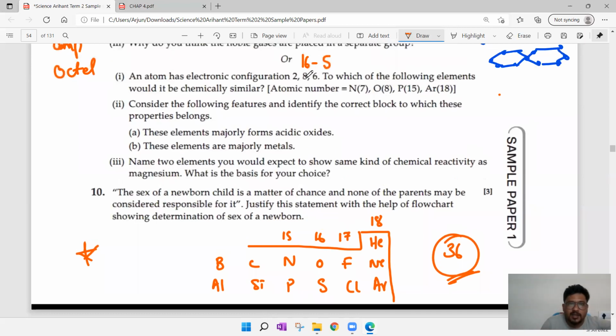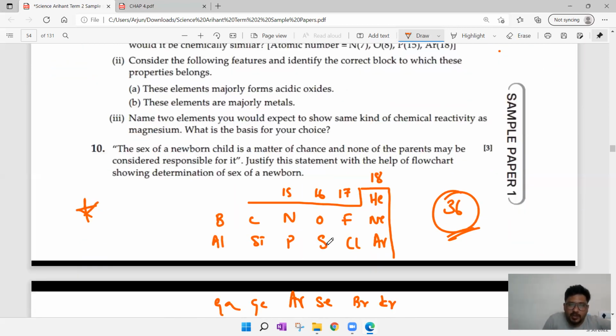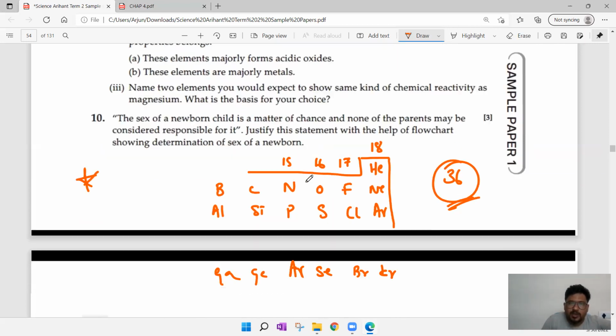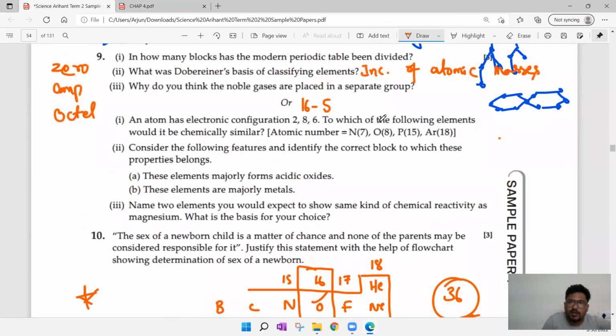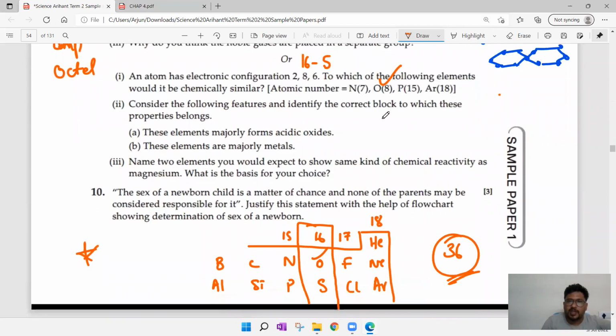Now what they are asking, for this element, which element is similar? They are talking about sulfur, right? So you have to think about only the 16th group. Now what are the elements there? In the list there should be either oxygen or selenium. If you find, yes, we have oxygen. There is no selenium.